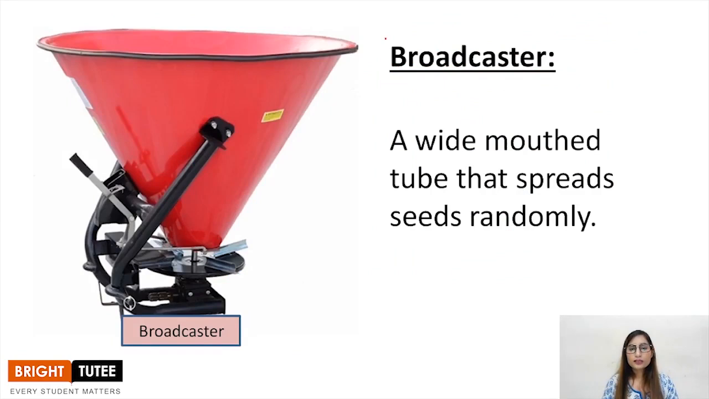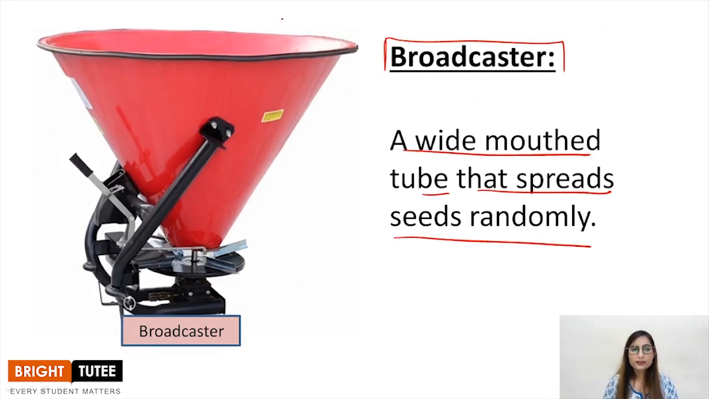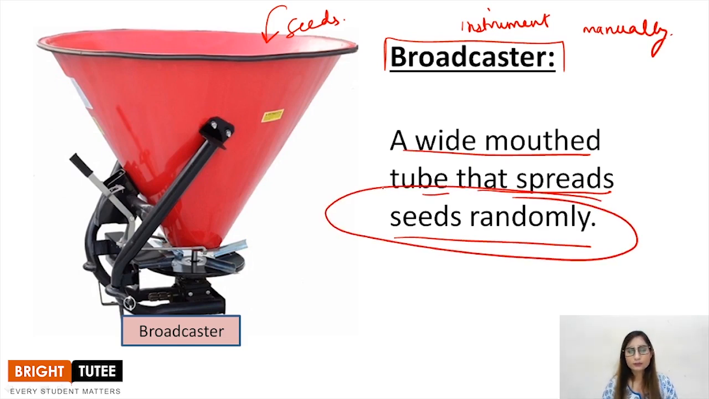Now this is the broadcaster. Broadcaster is a wide mouthed tube that spreads seeds randomly, right? In this you put the seeds and it distributes the seeds in a random manner in the field. This is again an instrument utilized manually to distribute the seeds randomly, to spread the seeds randomly on the field, right?